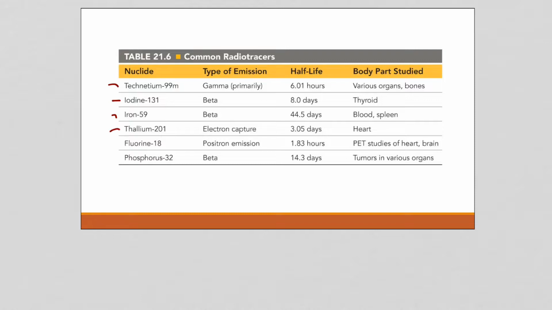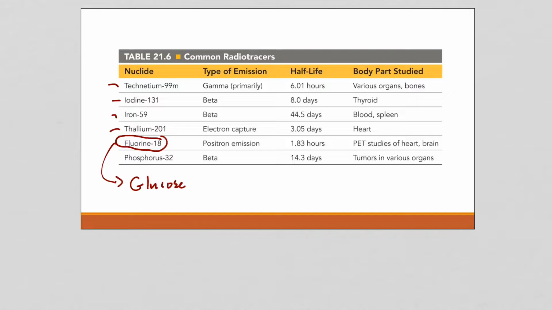You can use thallium for heart scans. Fluorine is used to scan the brain. That fluorine is typically attached to glucose, which is heavily utilized in the brain. And so we can measure the uptake of glucose in different areas of the brain and measure the radioactive emission from the radioactive isotopes of fluorine that can be incorporated into glucose. And phosphorus can be used in various organs.